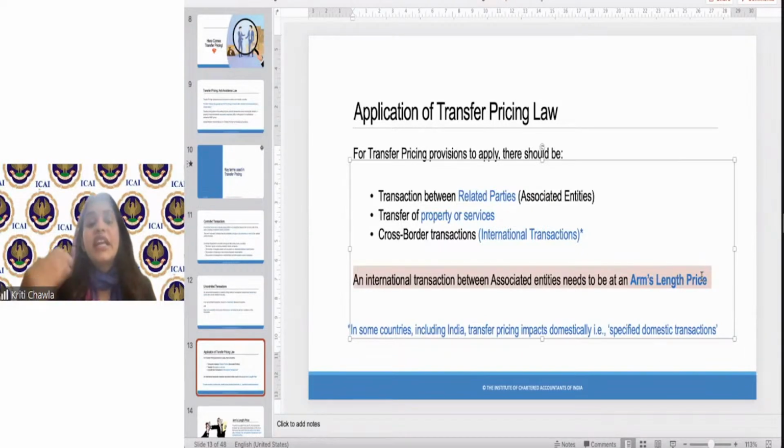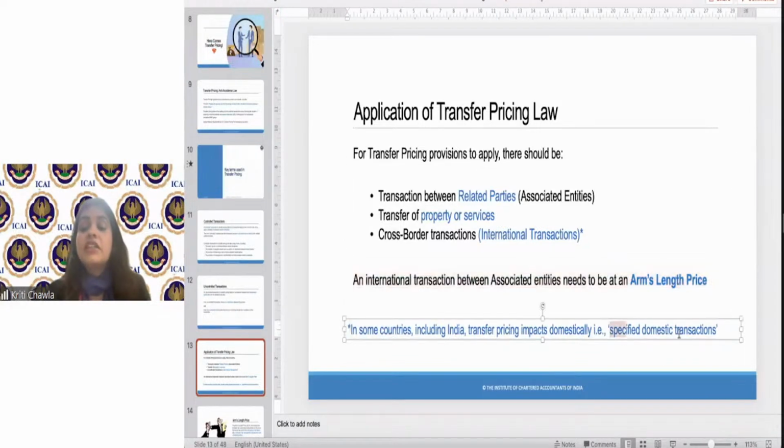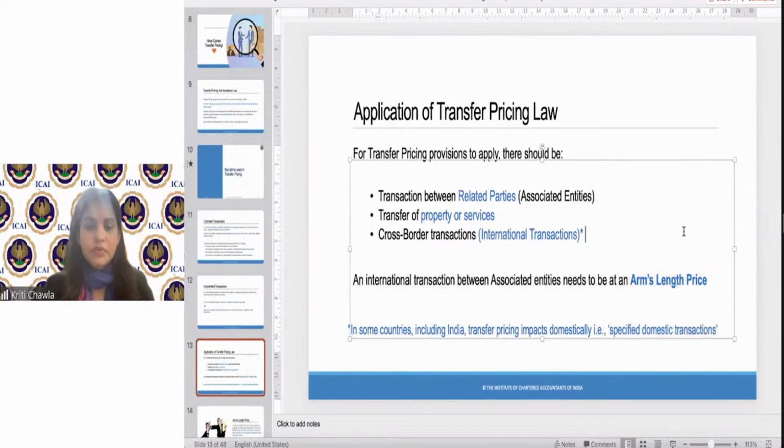But before I go to the next slide, which says what exactly is an arm's length price, I want to tell you that in India, transfer pricing is not just applicable on international transactions. Transfer pricing is also applicable on domestic transactions, and it is called specified domestic transactions, SDTs. We'll discuss this extensively in detail. What is the threshold? What are the conditions, etc. We'll discuss this in detail in the third lecture. But for now, we'll just focus on international transactions.